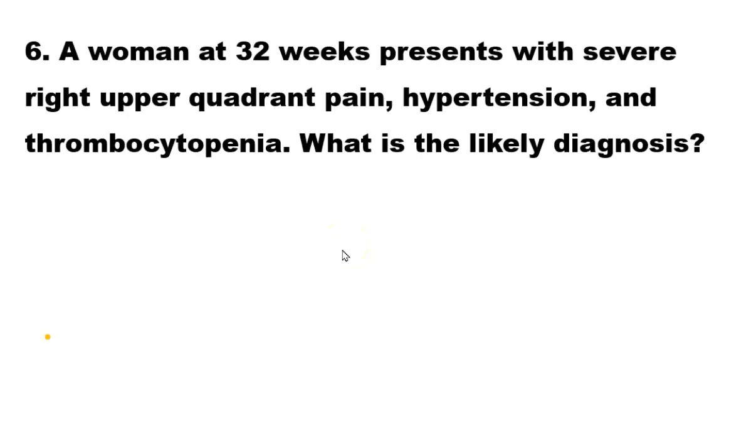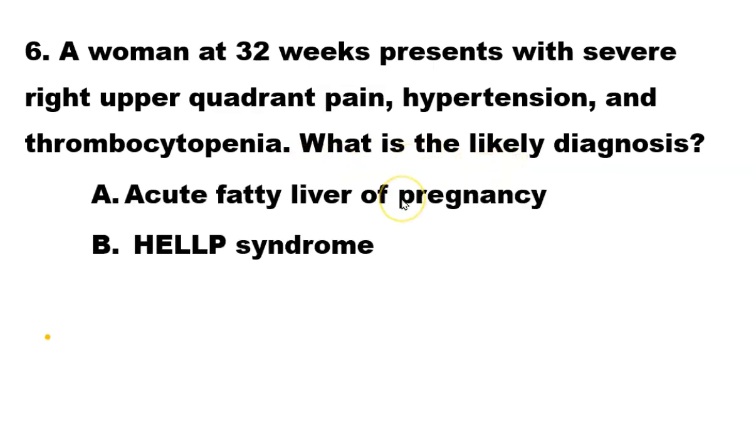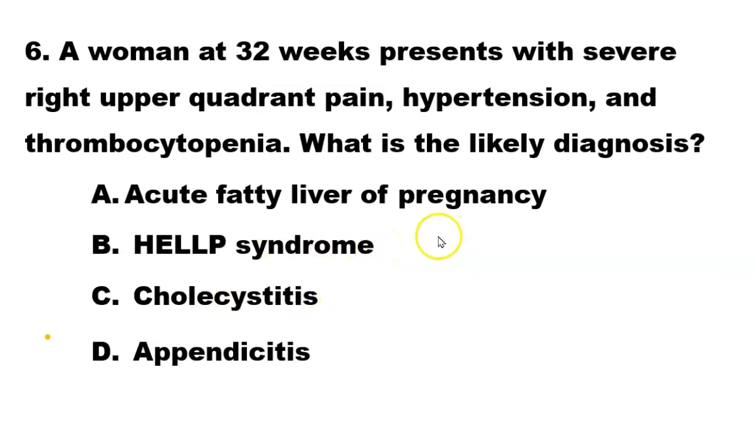The next question. A woman at 32 weeks presents with severe right upper quadrant pain, hypertension, and thrombocytopenia. So, what is the likely diagnosis? A. Acute fatty liver of pregnancy. B. HELLP syndrome. C. Cholestasis. D. Appendicitis.